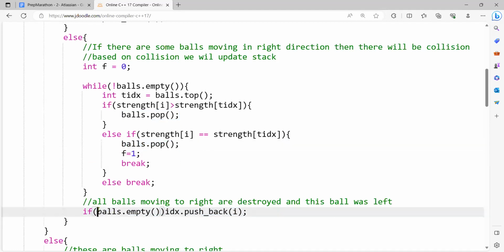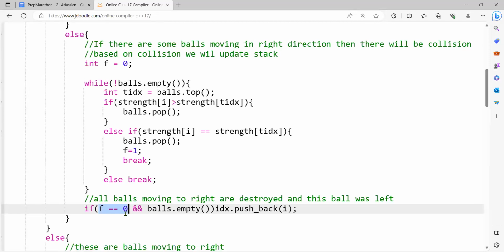Okay, so here I also need to say that if f remains 0, f remains 0 means I have not found any collision where my current ball is destroyed. If these two conditions are matched, then only my ball moving to the left remains. Okay, then I can add it to my index array. Is it clear? Now I have covered everything.